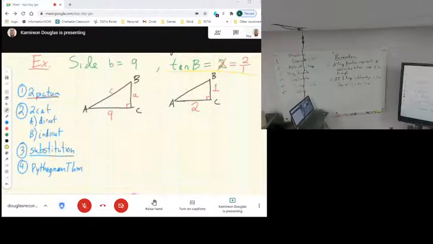Let's do it. So in this case, for my trig ratio, here we go. Let's start with tangent. Tangent of b from this left-hand picture would be the opposite of b, 9, over the adjacent to b, which is a. From the second picture, tangent of b is equal to 2 over 1.